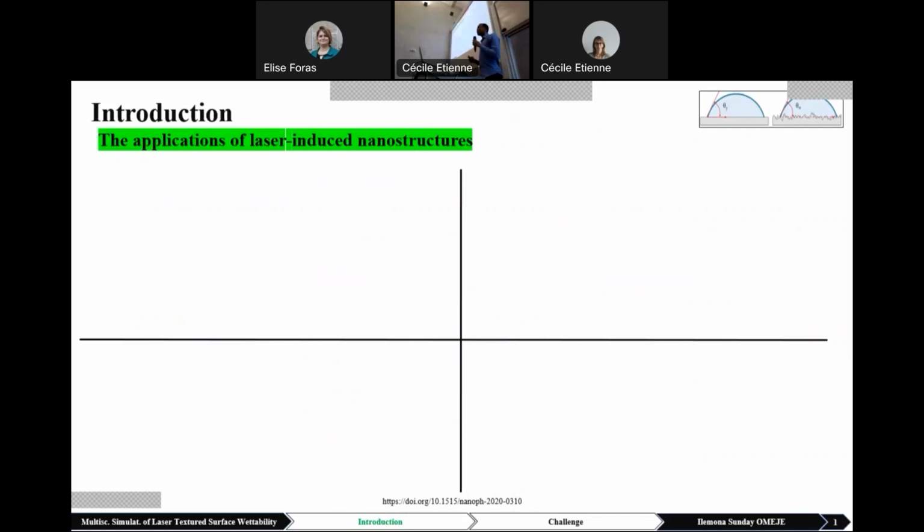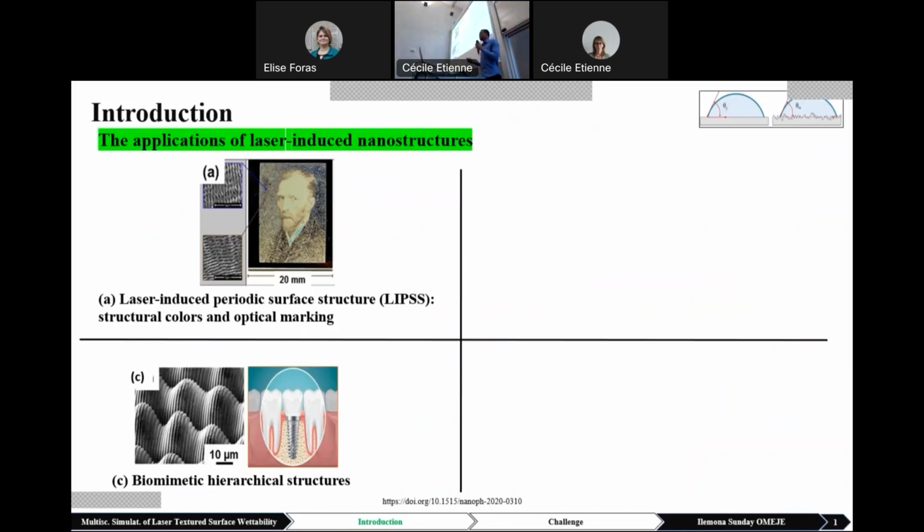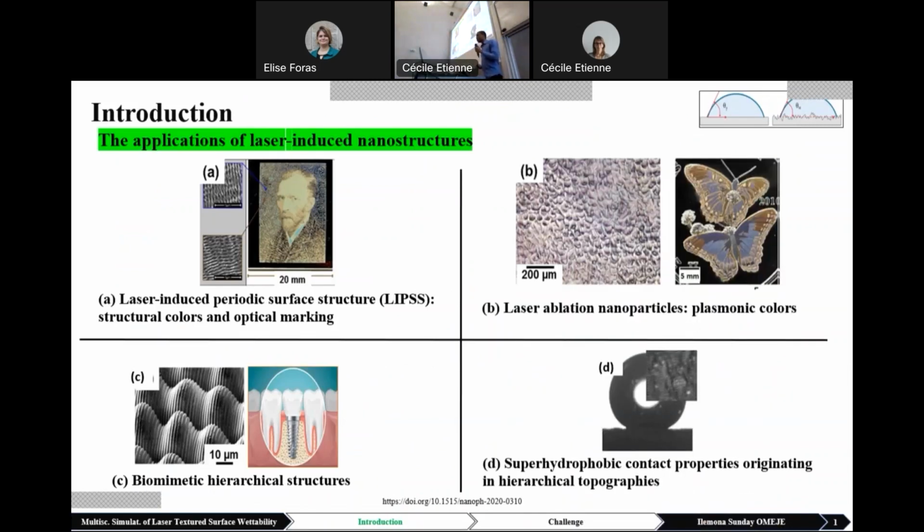The application of laser-induced nanostructures is quite interesting and intriguing. For example, laser-induced periodic surface structures can be used in structural colors and optical marking, and also biomimetic hierarchical structures can amplify the osseointegration process in dental and orthopedic implants, and other interesting applications.